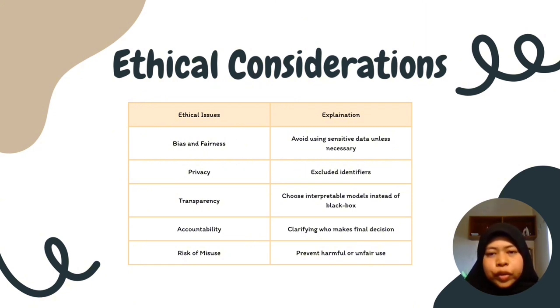The fourth one is accountability. We clarify who will make the final decision. Our model is only intended to assist teachers, not replace them. So the final decision about student progress should always remain with qualified educators. The last one is the risk of misuse. We strongly emphasize that our model should not be used to label or punish students. Instead, it should help identify which students may need additional academic support or guidance.